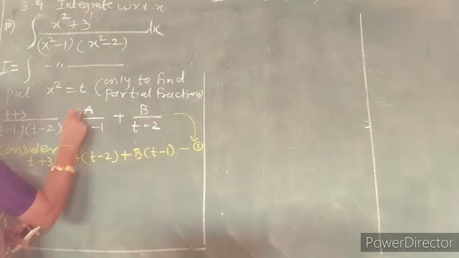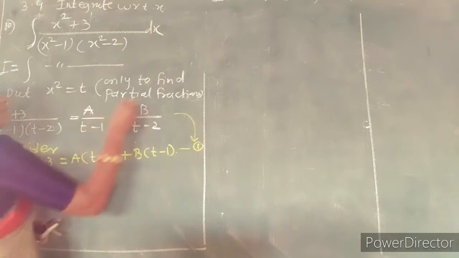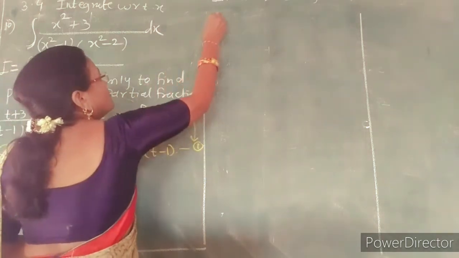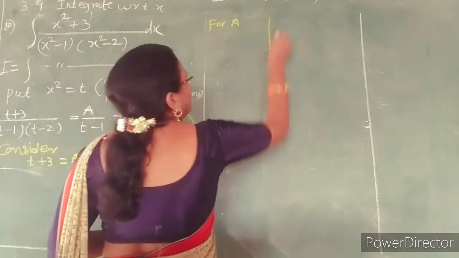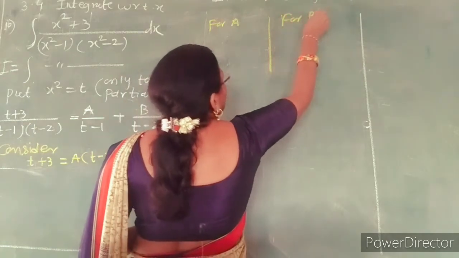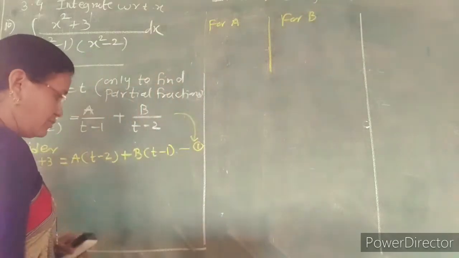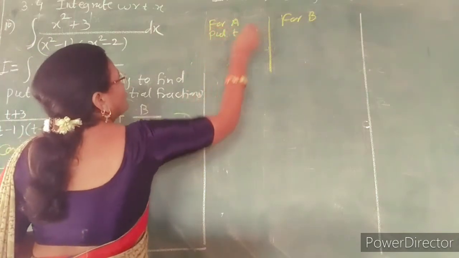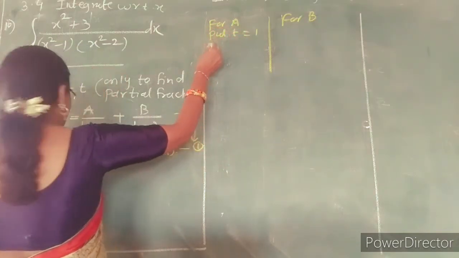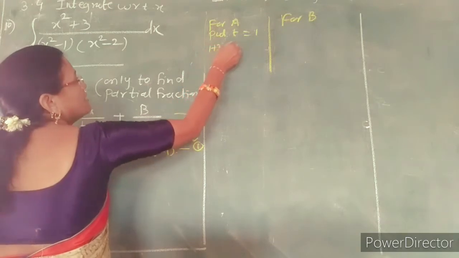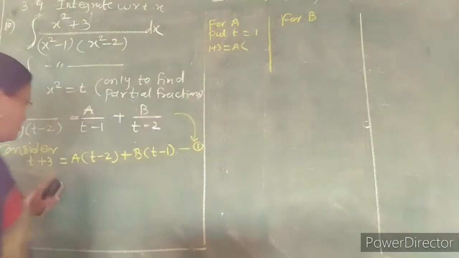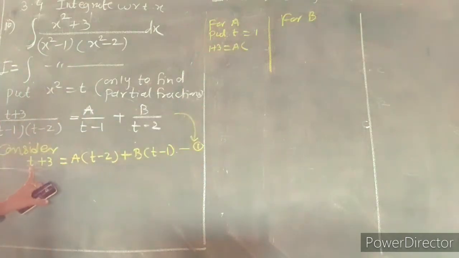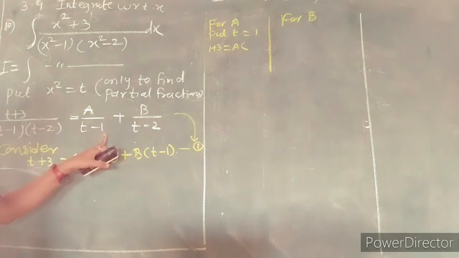to find A, we take the denominator of A equal to 0. So we take this for A and for B. When we find A, we take the denominator of A as 0. So put t equal to 1. Here t equal to 1 means 1 plus 3 is equal to A into this. The value t equal to 1 means this denominator is 0.